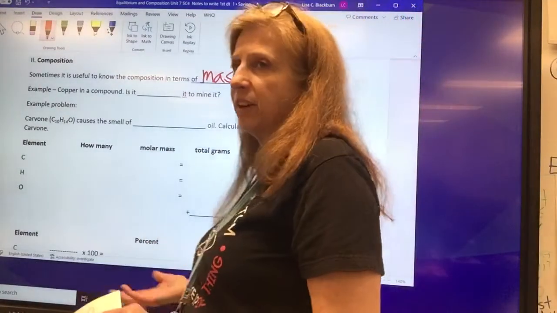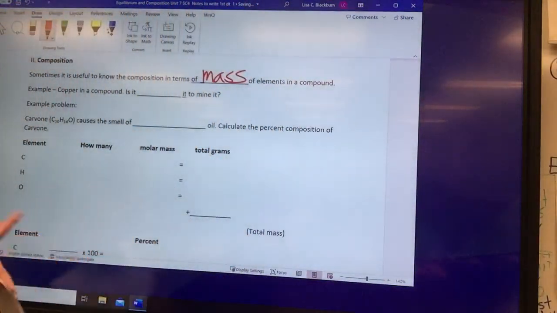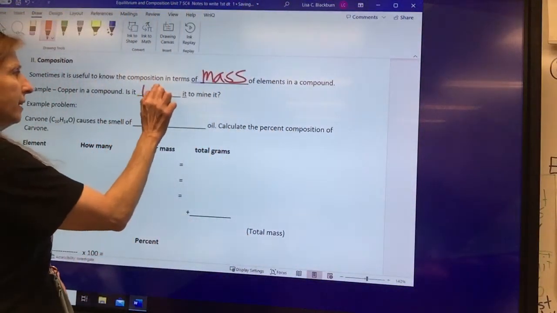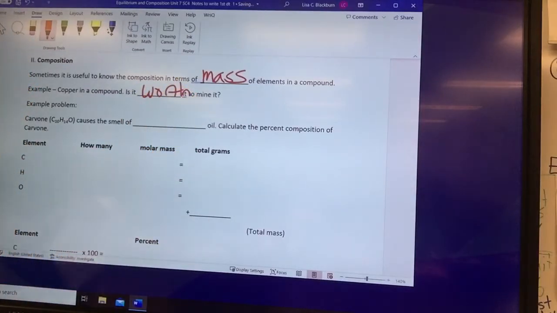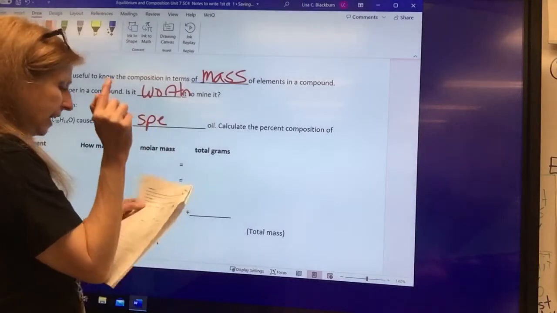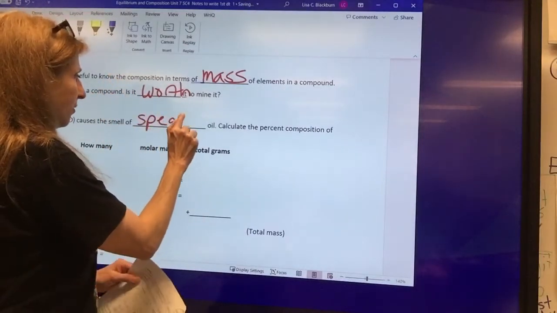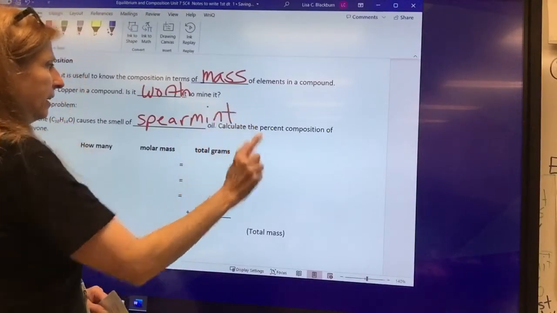So sometimes you have to know how much of an element is in something. So is it worth it to mine it? That's our question. Is it worth it to mine it? So here's an example. Carvone causes the smell of spearmint. Spearmint oil. I like spearmint. It's one of my favorites. I like it better than wintergreen. I really like it better than peppermint.